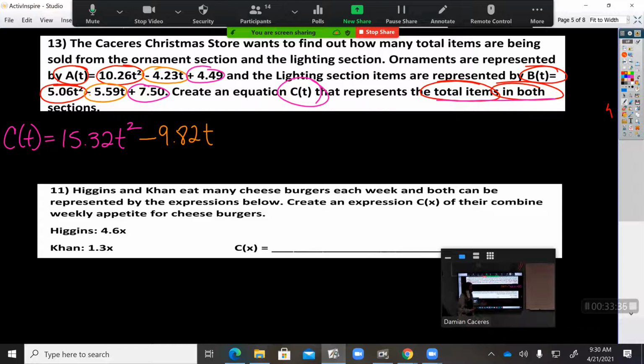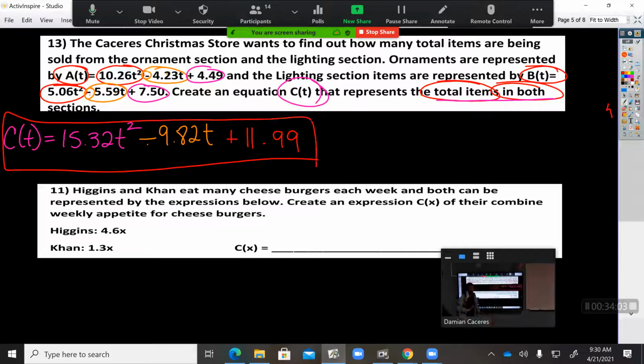Now, calculator does this for you, but what just happened was, if the signs are the same, add and keep the sign. Lastly, we're going to put together the constants. They're both positive here. So it's just 4.49 plus 7.50. That gives you positive 11.99. And that is your new equation with both combined.